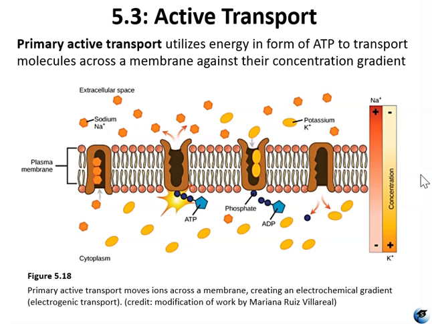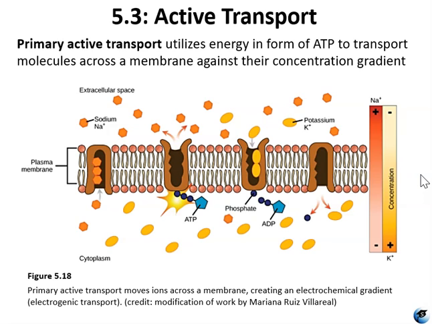Subsequently, the low-energy phosphate group detaches from the carrier, and with the phosphate group detached and potassium ions attached, the carrier protein repositions itself towards the cell's interior. And then finally, the carrier protein in its new configuration has a decreased affinity for potassium. The 2 ions move into the cytoplasm. The protein now has a higher affinity for sodium ions, so the whole process starts again.